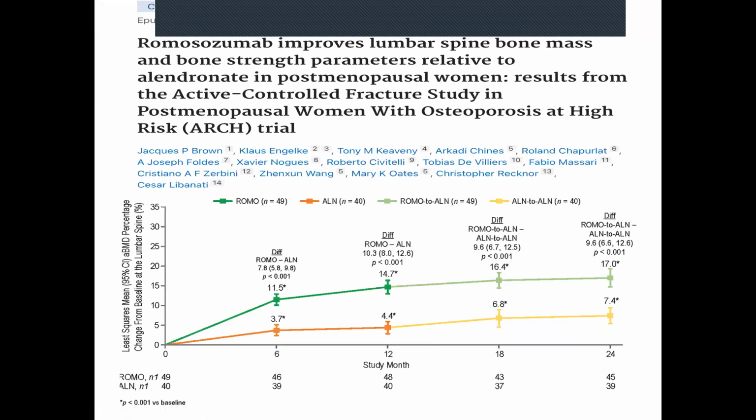So in postmenopausal women, we've already discussed, this is just the ARCH trial. Again, it's one of the key landmark trials looking at Evenity use in postmenopausal women. Compared to alendronate, you can see that there are significant BMD gains at the end of the study period. So 12 months and then 24 months. And this is even after they transitioned.